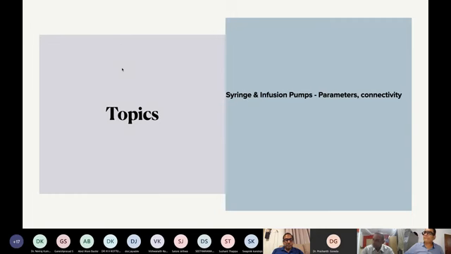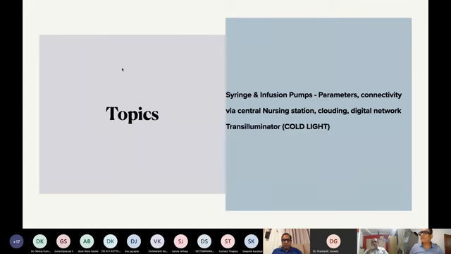Okay, so my topic is syringe and infusion pumps: the parameters, connectivity via central nursing station, cloud, digital network, all those things. And then I've been asked to talk about transillumination, which is the cold lamp, and also the transcutaneous CO2 monitor. So I'll see how much I can cover.